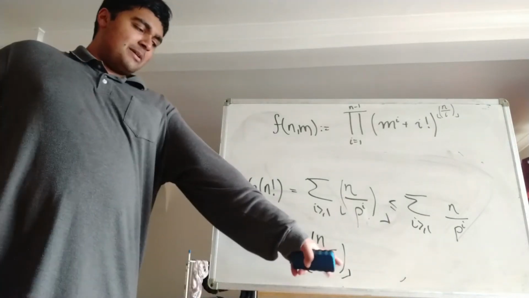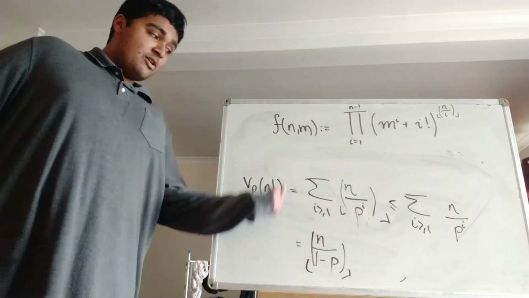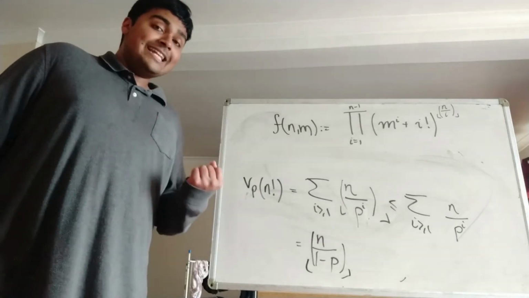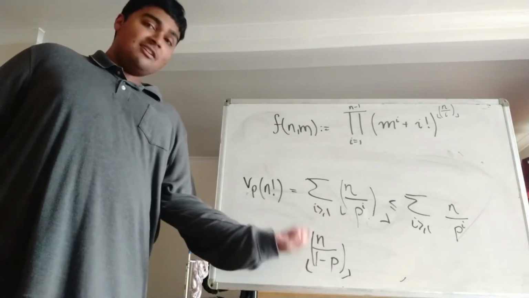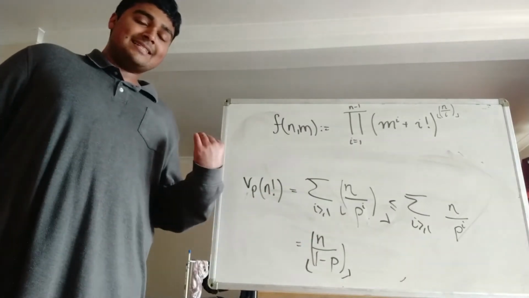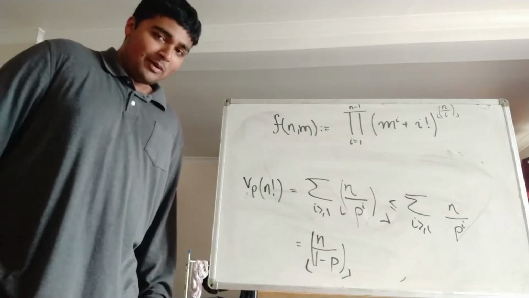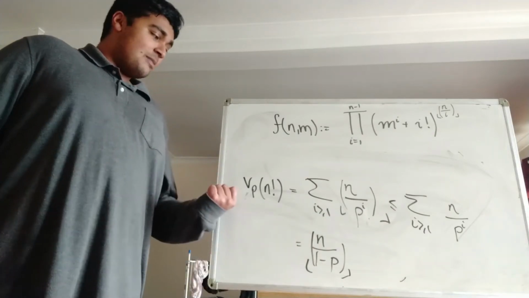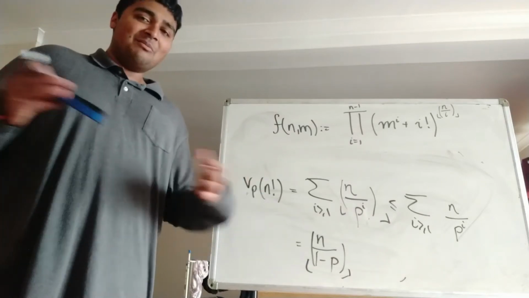This guy here might be a little bit more than an integer, like 3.2 or something. But because we know v_p(n factorial) is going to be an integer, and we know it's less than this guy here, it must be less than or equal to the biggest integer smaller than this guy here, namely the floor of n over 1 minus p. Anyway, that's a quick upper bound on v_p(n factorial) proved. Let me clean up the whiteboard and we'll continue.